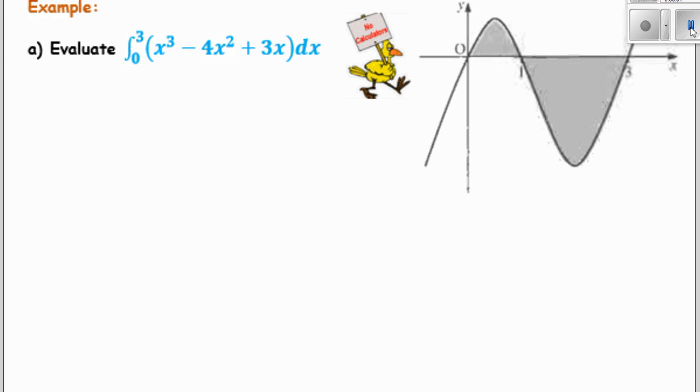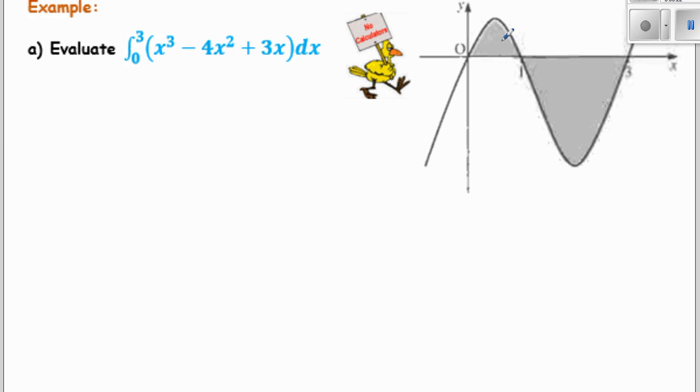All right. So now what we need to do is we're finishing off lesson 3. So we're asked to evaluate this integral. It's recording, isn't it? Good. So evaluate this integral. Remember to do this, we're doing it non-calc. So there's a little bit above.